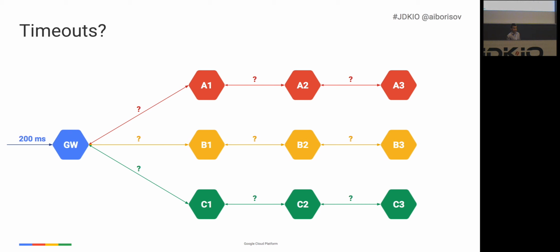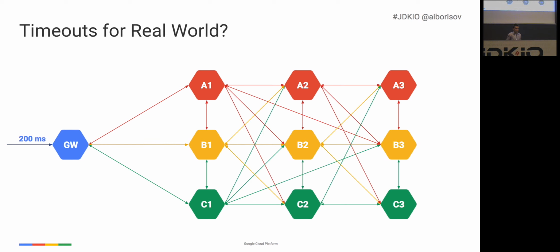Going back to the original question, how should we distribute timeouts? And what makes it even worse is that in real life our call topology is not that simple. In the real world, it can be something like that. And we don't know in advance how.